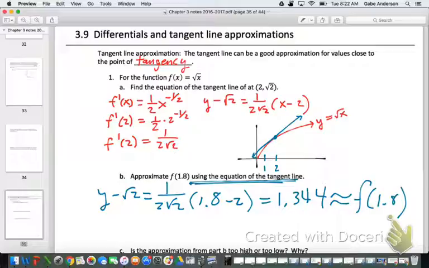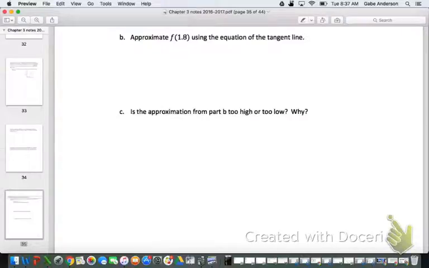So let me get to a better spot on my screen here, and we'll try C. Is it too high, or is it too low? Did you guys notice on that graph? Maybe I'll reproduce that graph really quick here. You all saw it before, but I'll just draw it over here. Here is the curve. Here's the tangent line.